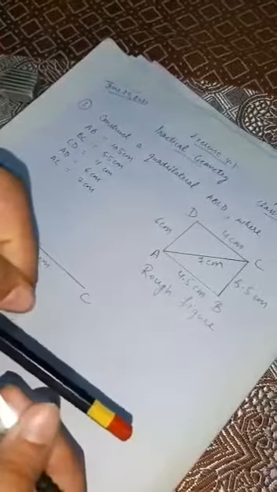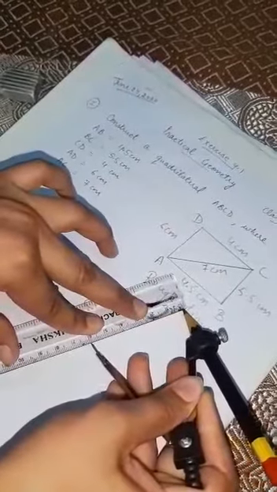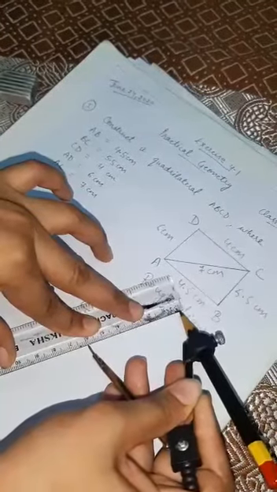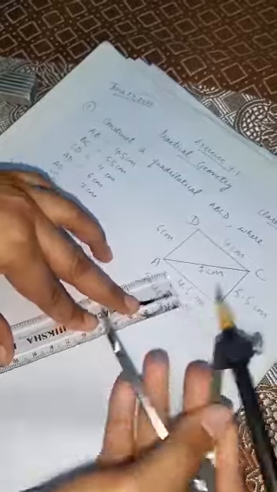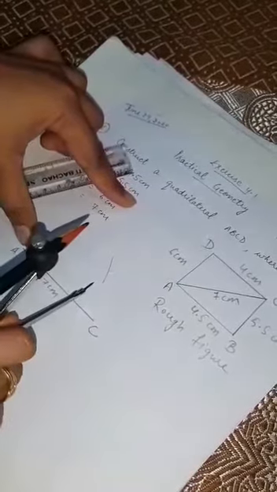For that, take a compass, open it equal to 6 centimeter radius. The radius of your compass should be exactly 6 centimeters. Now this distance is 6 centimeters. Put it on point A and then draw an arc. From point A you need to draw an arc of 6 centimeter radius.